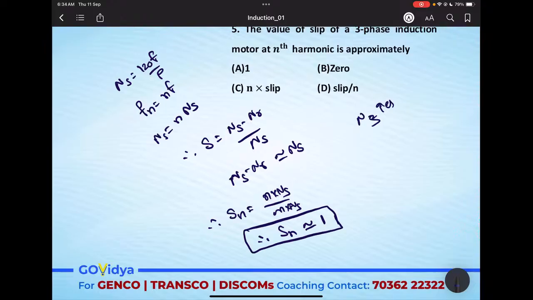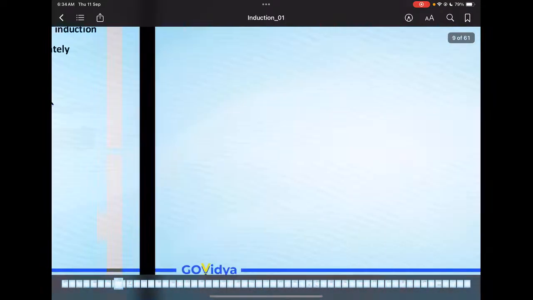Why? Because the synchronous speed is directly proportional to the frequency. If harmonics are increasing, our synchronous speed will also increase, but the factor Ns minus Nr is going to be reduced, so it is nearly about Ns only. Okay, so our option will be A. Is it clear? Let's move on to the next question.